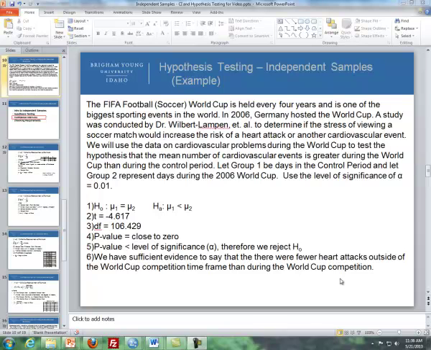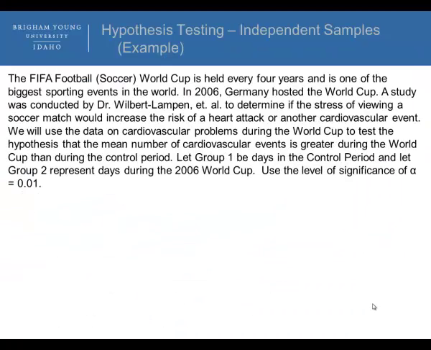This is a continuation of the videos dealing with inference for two means, independent samples. Now what I'm going to go through is the answers to the problem that we talked about at the end of part one. This is the World Cup problem. Now the question here is, let's go through the 6 steps.